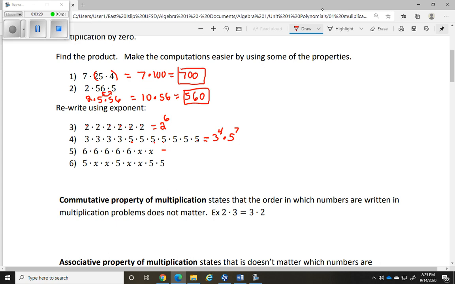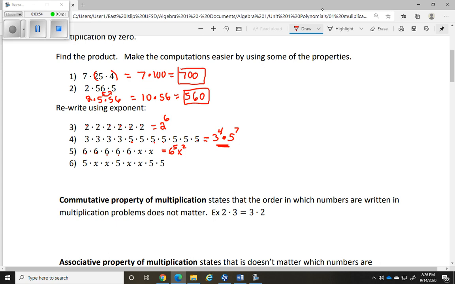Number 5 I can write as 6 to the 1, 2, 3, 4, 5th power, and x to the 2nd power. Notice in this one I didn't put a multiplication sign in between. When you have a number next to a variable, you assume that it's multiplication. But whenever you have like a number next to a number, like in this one, we do like to show the multiplication sign. I could have also used parentheses to show multiplication.